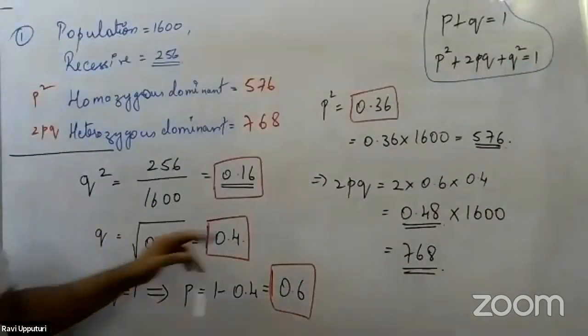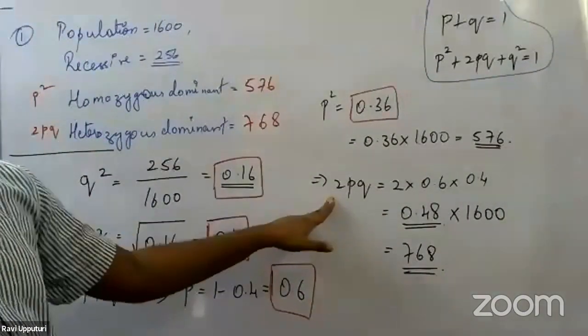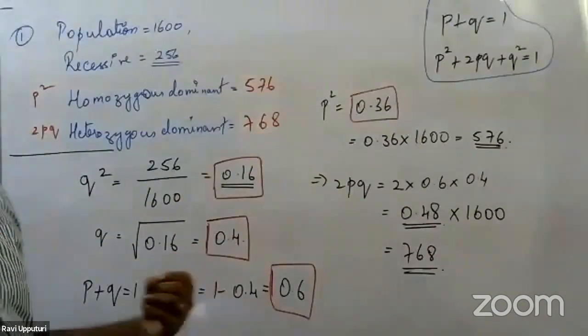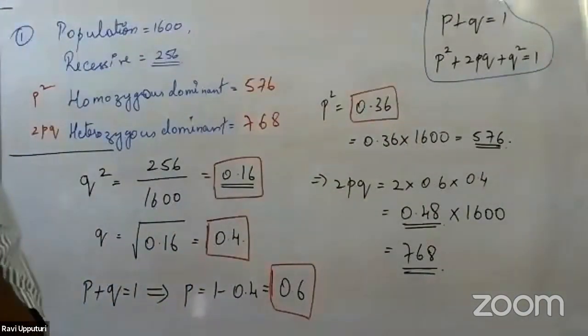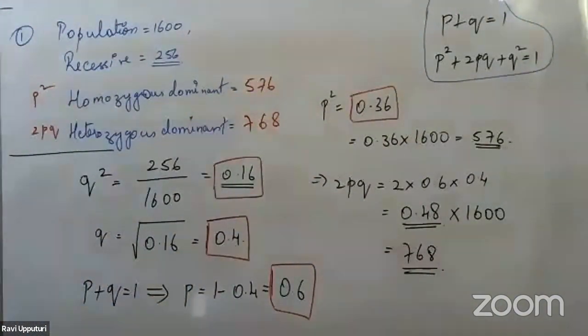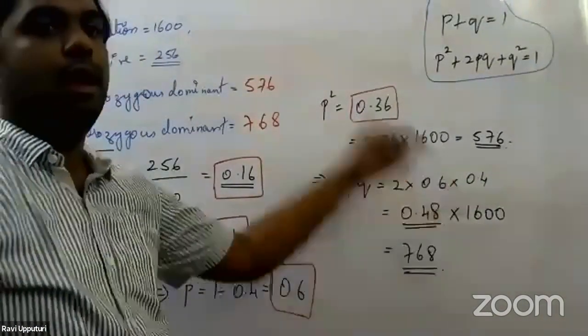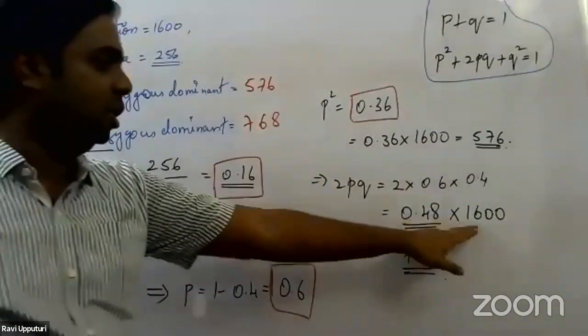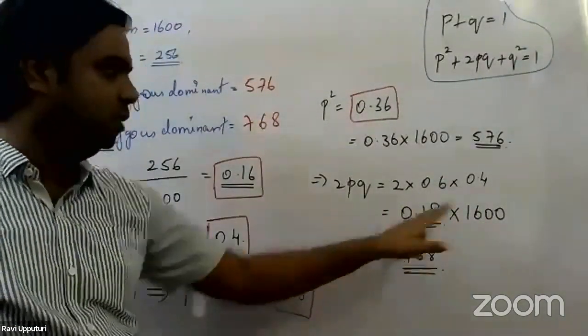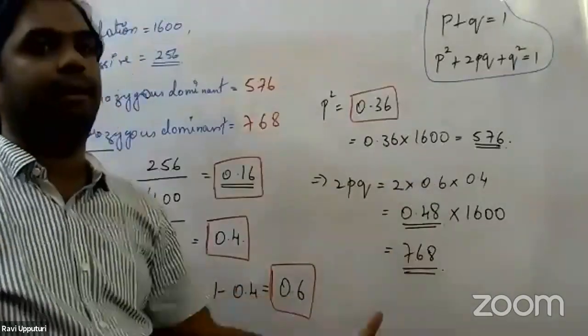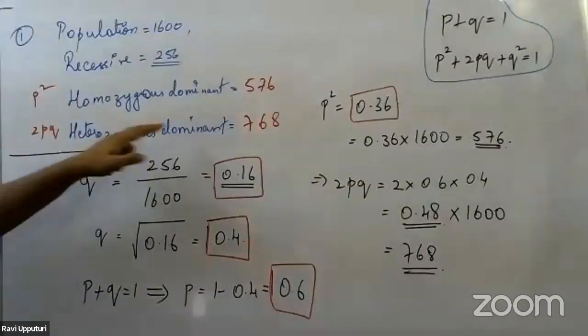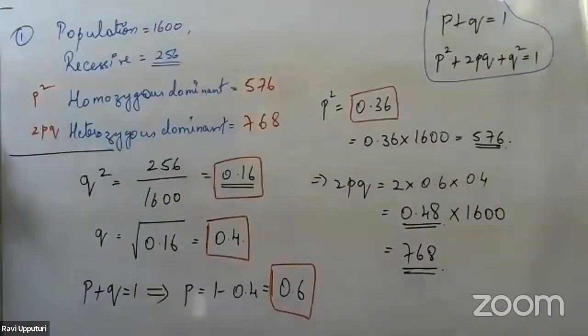From this, again, calculate the heterozygous individuals. For that, first we calculate the heterozygous genotypic frequency, that is 2pq. Now we have p and we have q. Start substituting those values. So 2 into 0.6 into 0.4 would give us 0.48. Total number of individuals, 1600. So if we multiply the frequency with the total number of individuals, we'll get the total number of heterozygous individuals in the population.